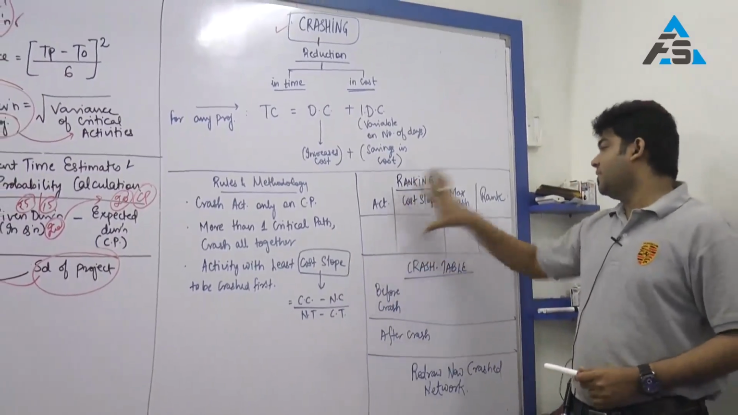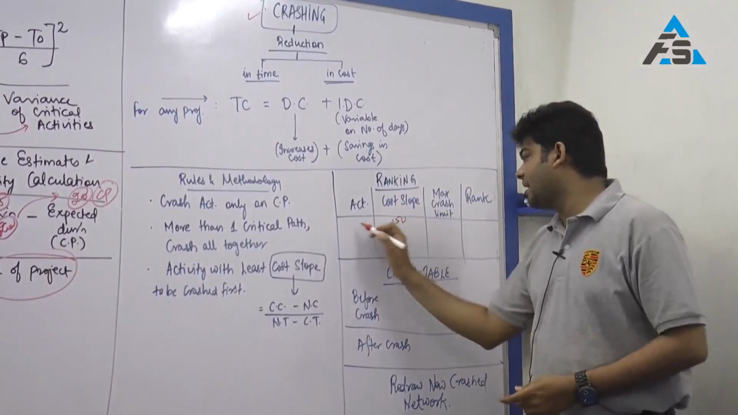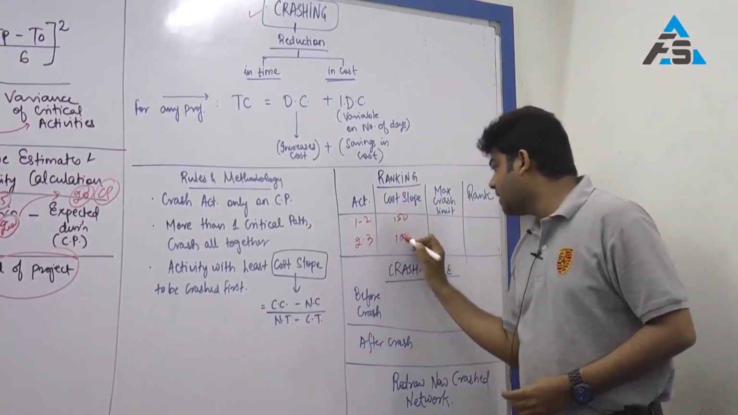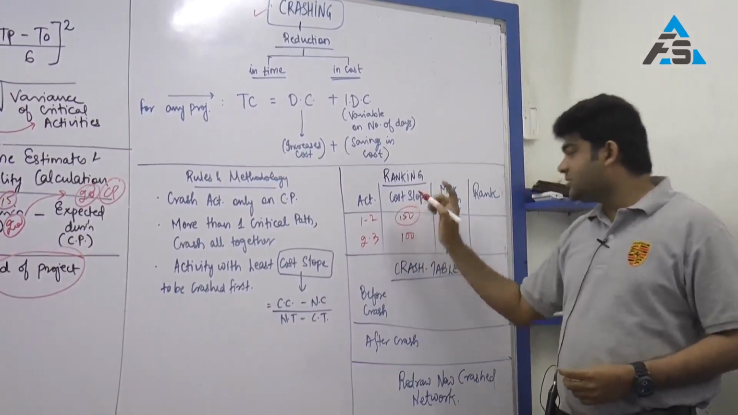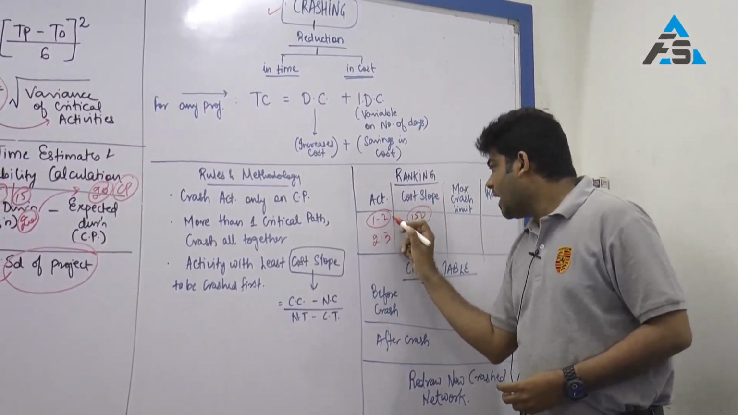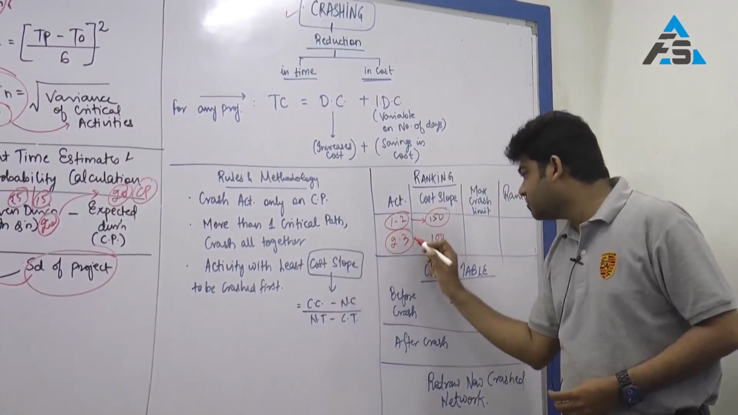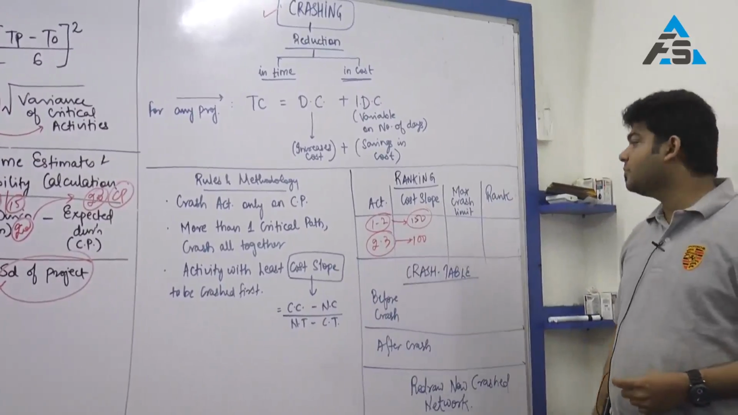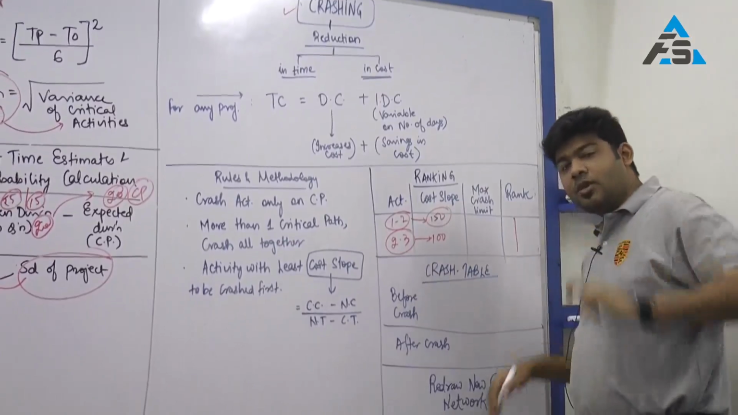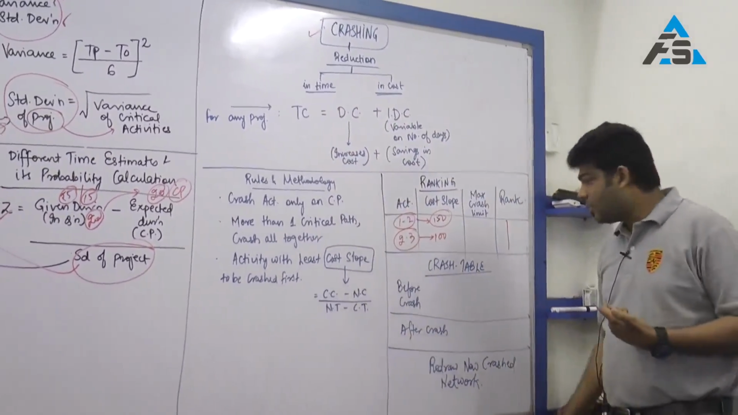In terms of ranking activities by cost slope, say for activity 1 to 2 I get a cost slope of 150, and for 2 to 3 a cost slope of 100. This cost slope means that in order to reduce 1 day of 1 to 2, I will have to incur a cost of 150. If I have to reduce 1 day of 2 to 3, I will have to incur a cost of rupees 100. Based on this, I will give rankings for all activities. The one with the lowest rank will be crashed first, obviously depending on whether it is on the critical path or not.